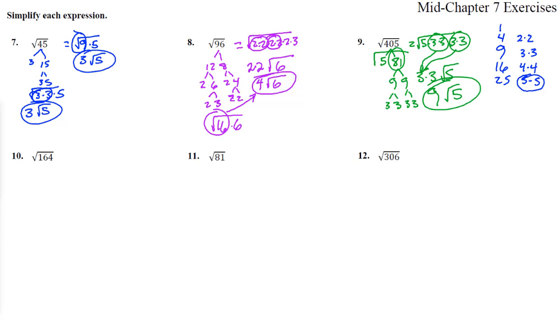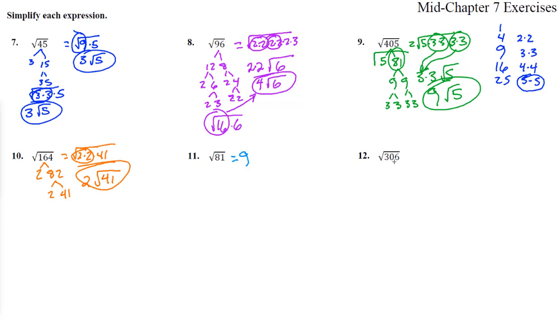Okay, number 10, square root of 164. I don't know what that is, it's not easy to see. So you have 2 and 82, 2 and 41. 41 doesn't break down anymore, so we get the square root of 2 times 2 times 41. Well, there's a perfect square. Square root of 4 is a 2, and then 41. 2 square roots of 41. All right, number 11, square root of 81. Oh, that's easy. That's just 9. There we go.